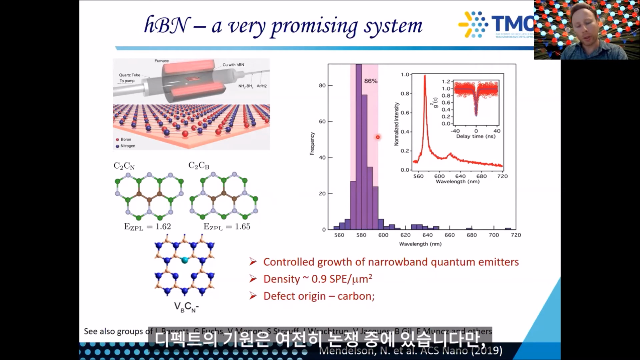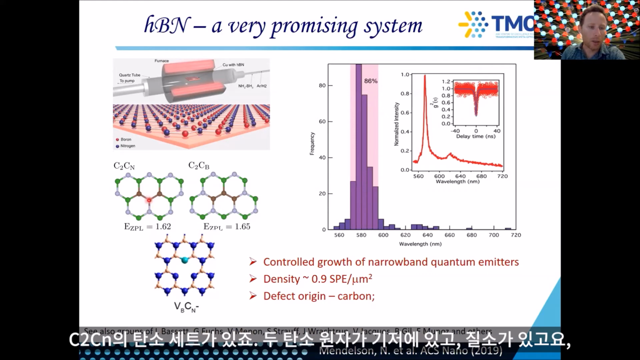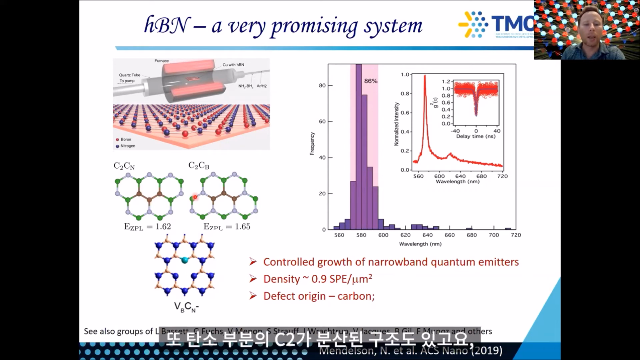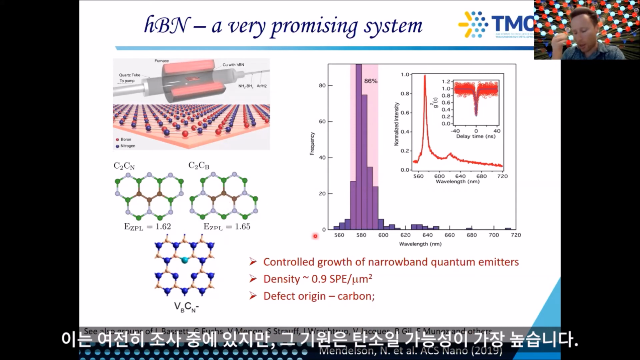And the origin of the defect is still under debate, but we are now almost 100% convinced that it's related to carbon impurity within HBN. And here are some potential geometries, such as the C2CN, where you have two carbon atoms sit on the boron and one on the nitrogen, or vice versa, two carbon sites sit on the nitrogen and one on the boron, or maybe some sort of an anti-site where the carbon sits nearby a missing vacancy. So this is still under investigation, but the origin is most likely to be carbon.